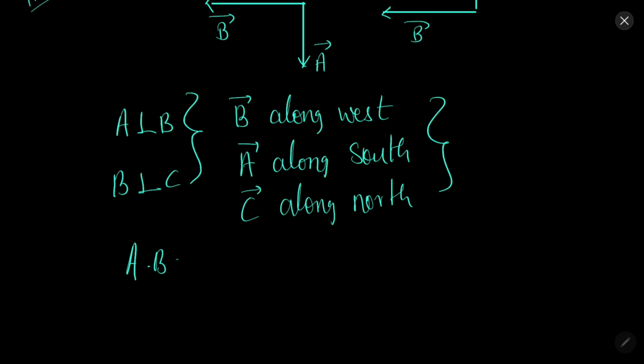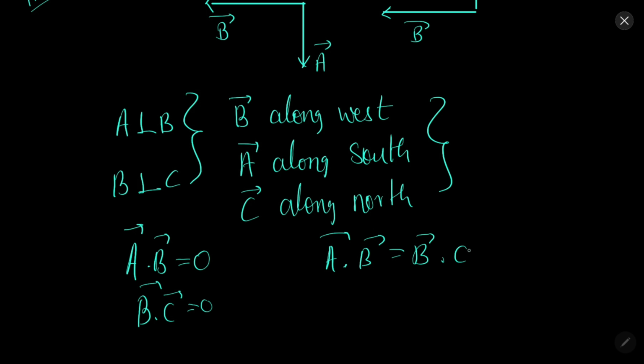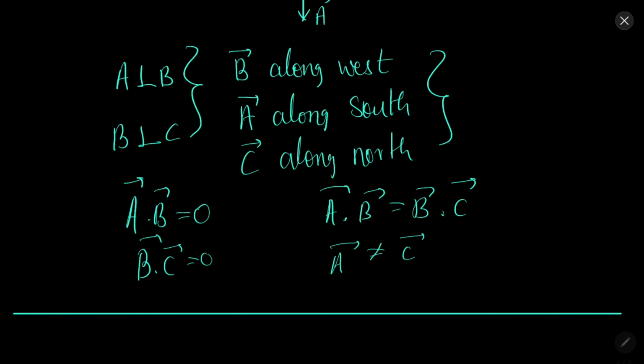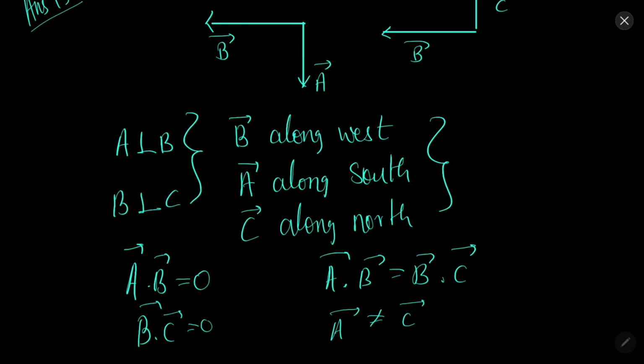So A dot B will be 0 because cos 90 is 0, and B dot C will be 0 because cos 90 is 0. So therefore A dot B will be equal to B dot C. But A is obviously not equal to C because their directions are different. Although magnitudes are the same, the directions are different.